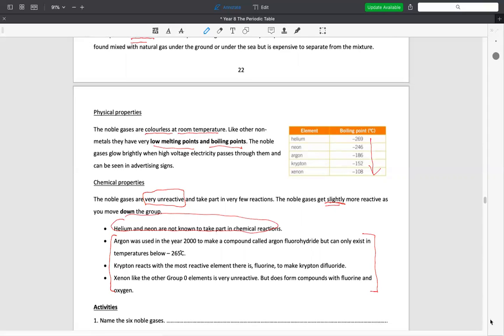And that is it. That is it with the noble gases. Very simple compared to our group 7 that we looked at previously. And that's all you need to know. And that is the topic complete. Well done.